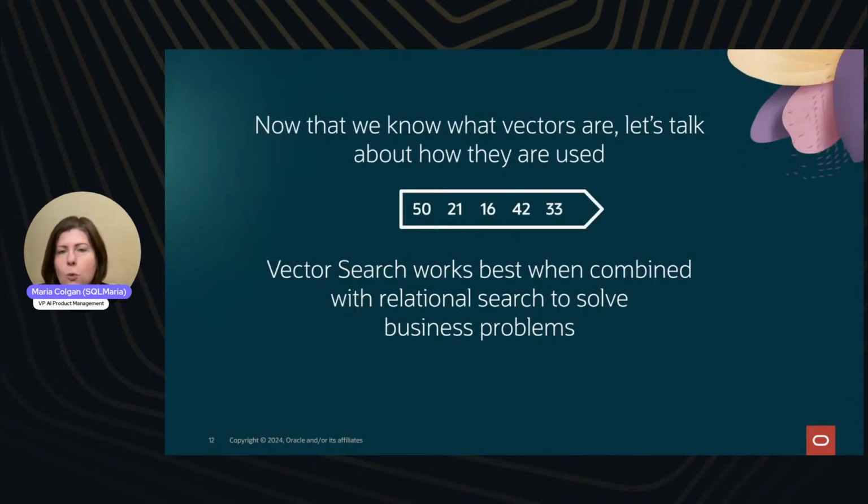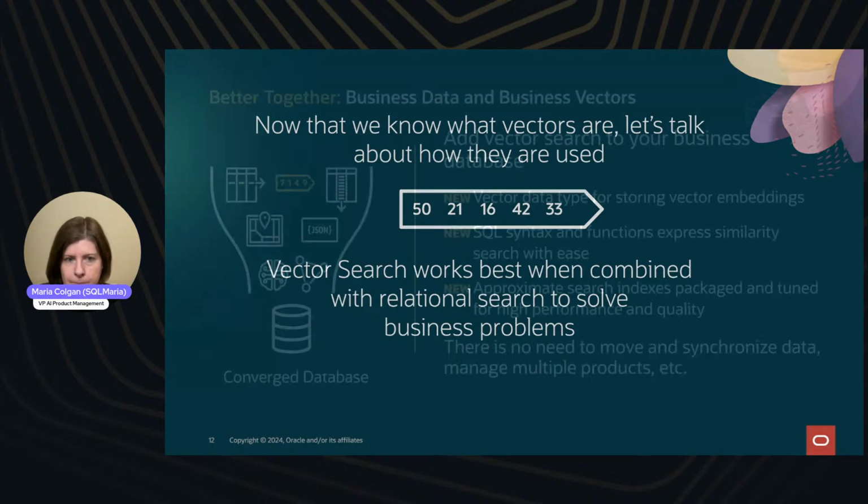So now that we know what vectors are, let's talk about how they become useful, because although it's nice to be able to find similar images online of a kitten that looks like yours, vector search is really best used in conjunction with real business data or real data that's interesting to customers. And that's what I want to talk about with you today: combining that ability to do vector search with business data to help solve real world problems.